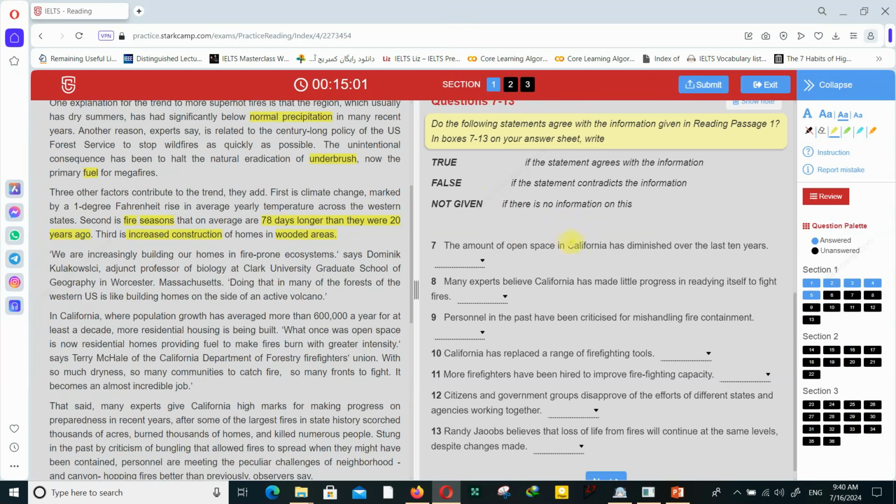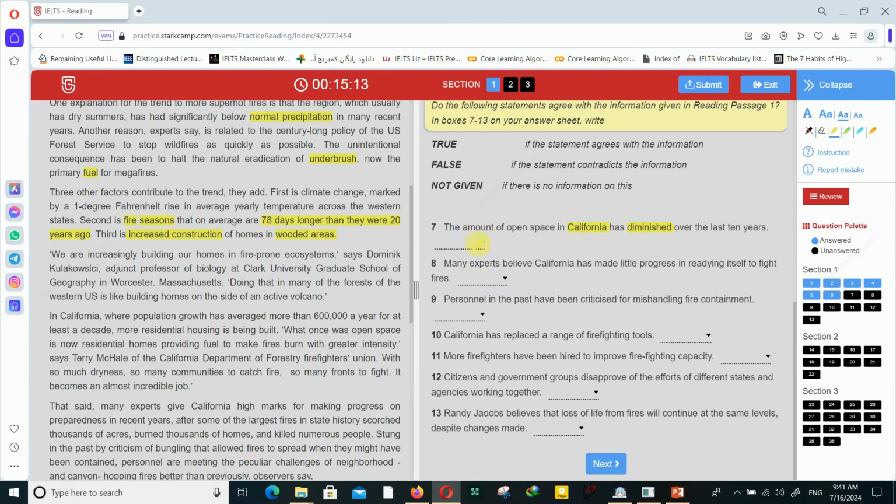The amount of open space in California has diminished over the last 10 years. Okay, so California and the amount of open space in California diminished in the last 10 years. Many experts believe California has made little progress in readying itself to fight fires. So here, these are the two first questions.